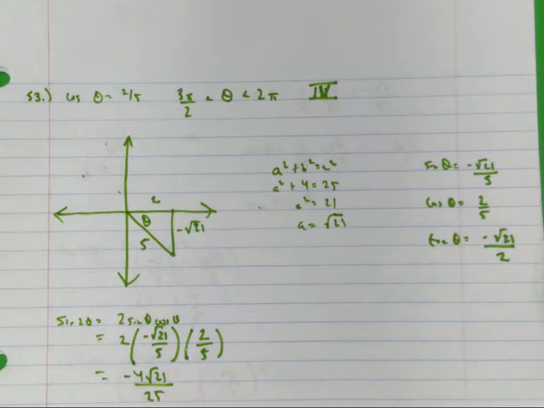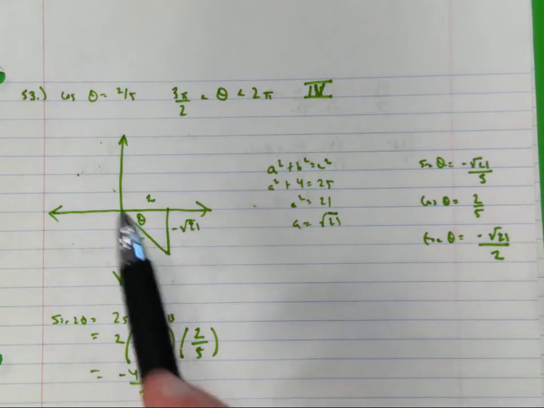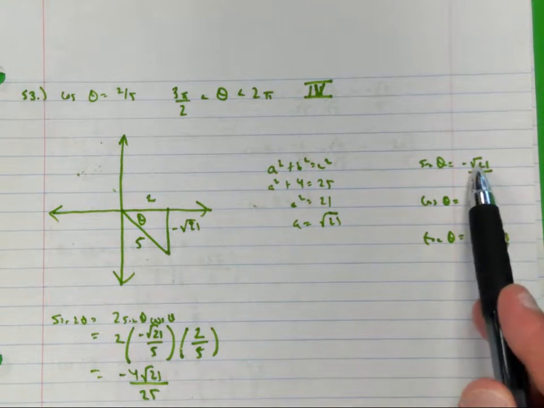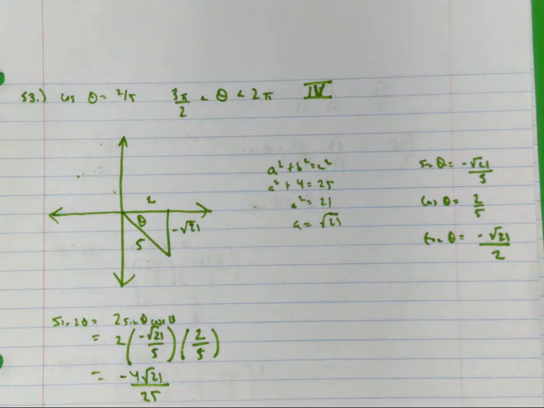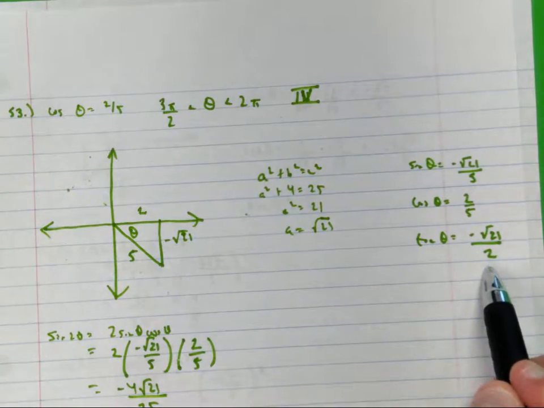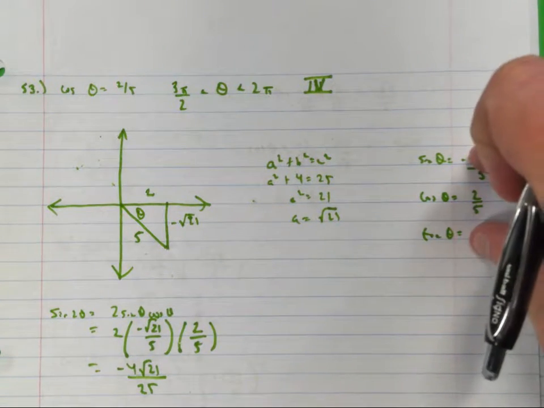Once I do that, I got to list my 3 trig values. Well, they gave me cosine, so I know to put that over here. Now, sine is opposite over hypotenuse, so that's negative square root of 21 over 5. I know it's negative because in the 4th quadrant, your sine value is negative. Then tangent is opposite over adjacent, negative square root of 21 over 2. So I got my 3 trig values.